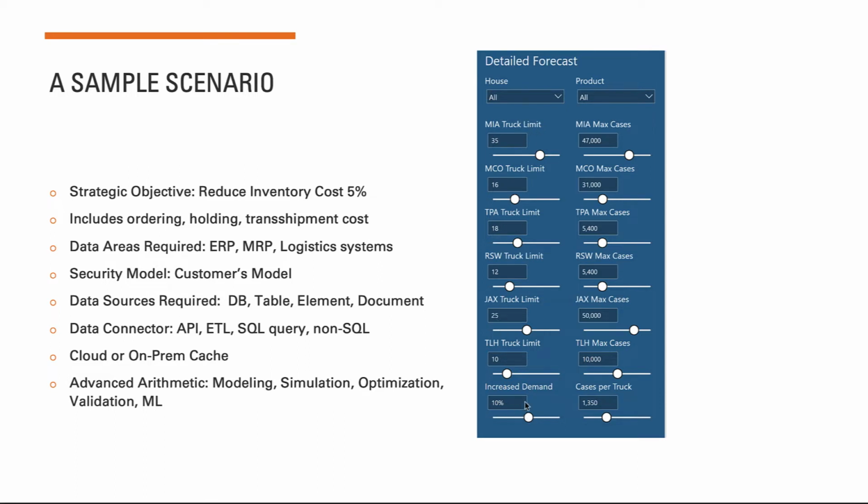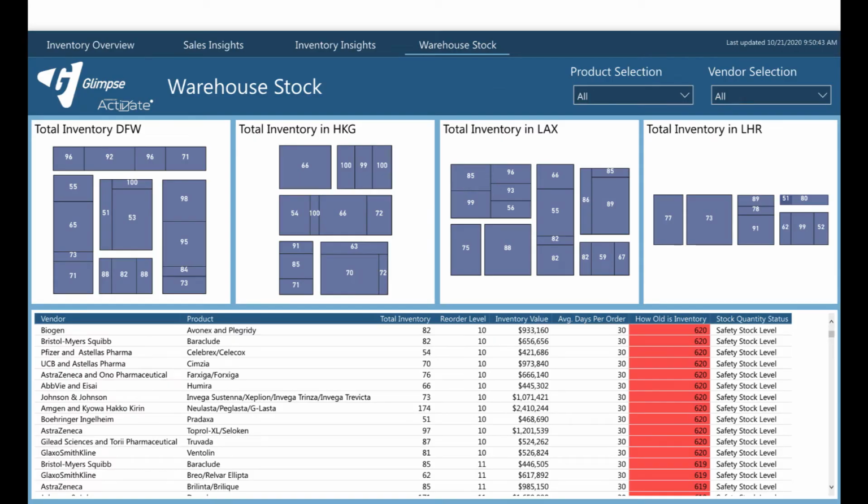What if sales are down? What if the truck dock limits change because of construction? All of these can be handled in real time while you're still in the meeting, and you don't have to go out and pull more data to do the analysis. Glimpse dashboards make possible an amazing variety of business scenario solutions for forecasting.